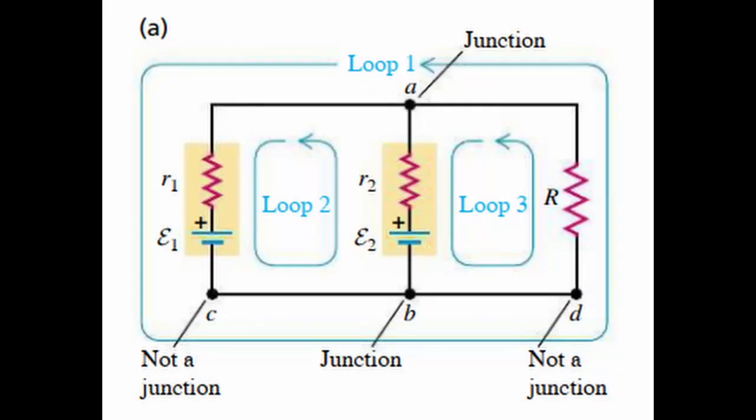A junction is a point where 3 or more conductors meet, and a loop is a closed path in a circuit. Kirchhoff's laws consist of two laws. First one states that the sum of the potential differences around any loop equals 0. Second one states that the sum of the currents into any junction equals 0.